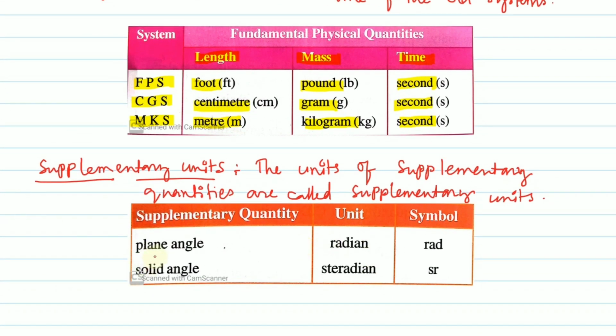So we have learned supplementary quantities. They are plane angle, solid angle. So unit of plane angle is radian and symbol is rad. And unit of solid angle is steradian, symbol is sr.